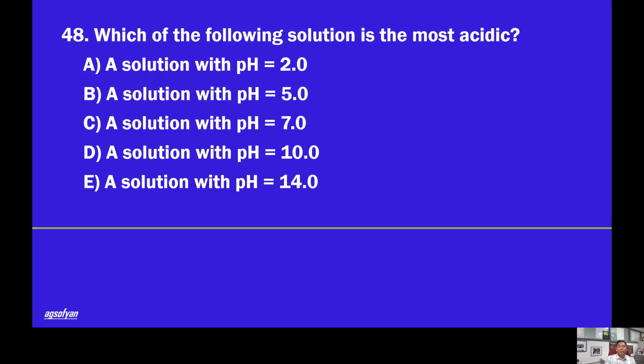Which of the following solution is the most acidic? A solution with pH 2, a solution with pH 5, a solution with pH 7, a solution with pH 10, or a solution with pH 14. Choose your answer. Okay, of course the answer will be A. So the smaller the number, the more acidic the solution is going to be. So pH 2 is the lowest pH, so this is the most acidic solution.